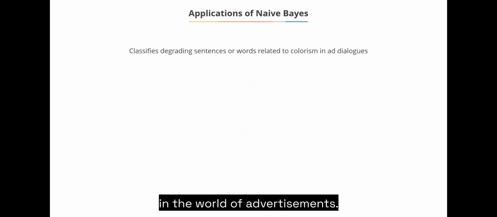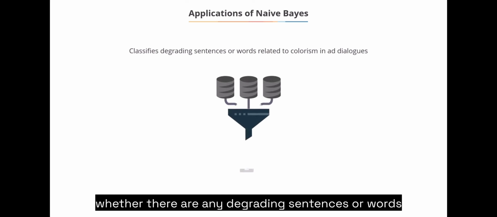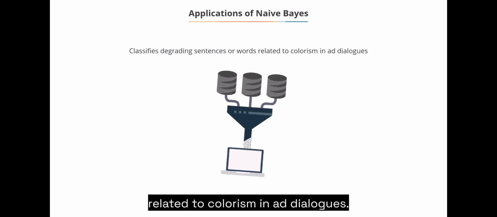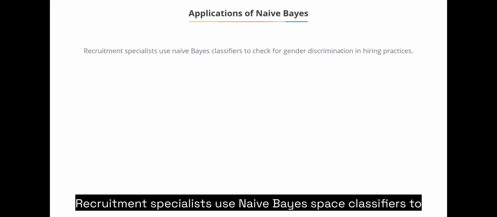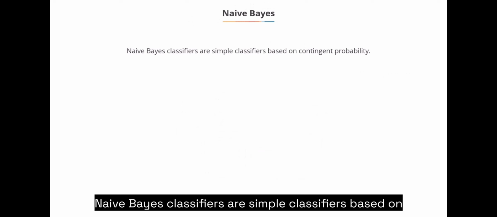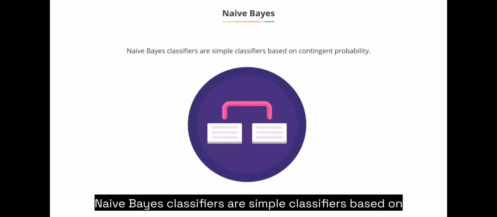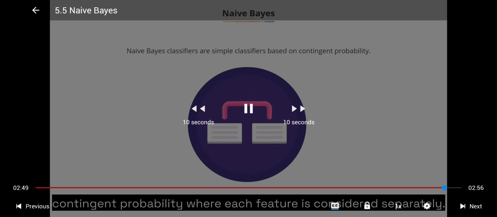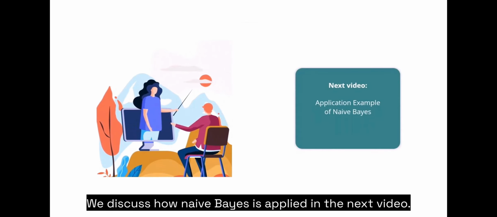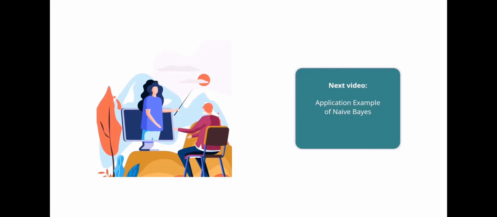In the world of advertisements, naive Bayes has been used to classify whether there are any degrading sentences or words related to colorism in ad dialogues. Recruitment specialists use naive Bayes-based classifiers to check for gender discrimination in hiring practices. Naive Bayes classifiers are simple classifiers based on contingent probability, where each feature is considered separately. We'll discuss how naive Bayes is applied in the next video.